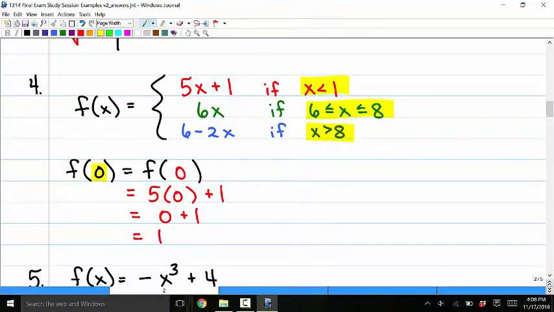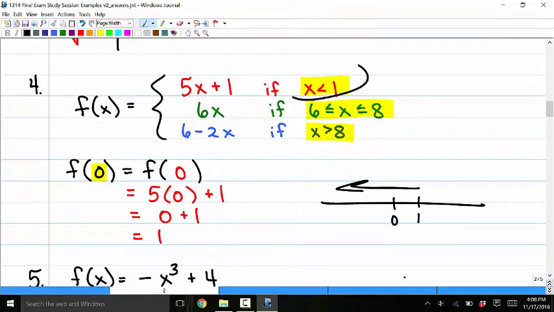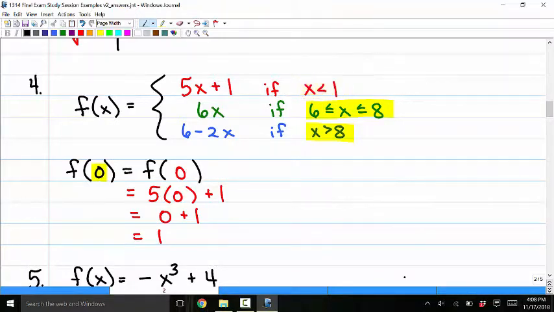Well, when you look at a number line, 0 is to the left of 1. So for x less than 1, 0 is going to fall in the red piece. That's why I labeled it f of 0 in red here. So you go to your red piece and you plug in 0. 5 times 0 plus 1, the answer is 1. So f of 0 is equal to 1 with this piecewise defined function.